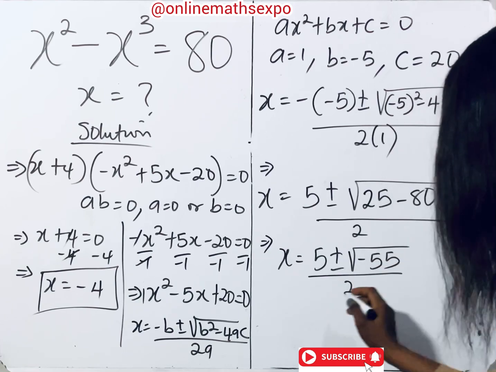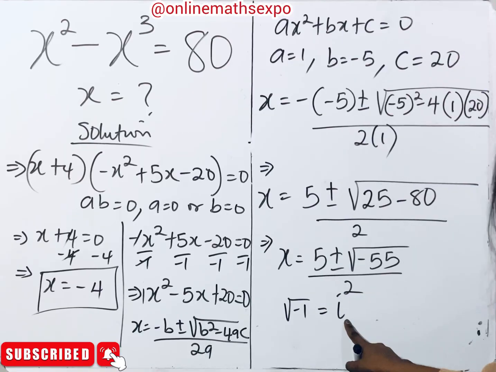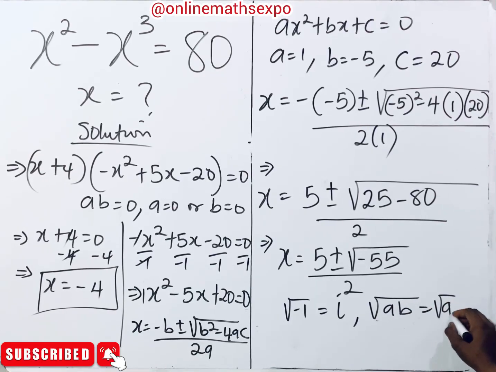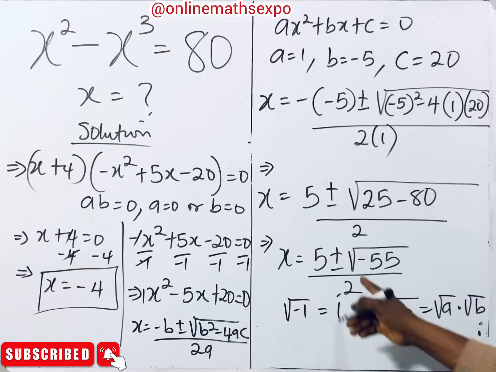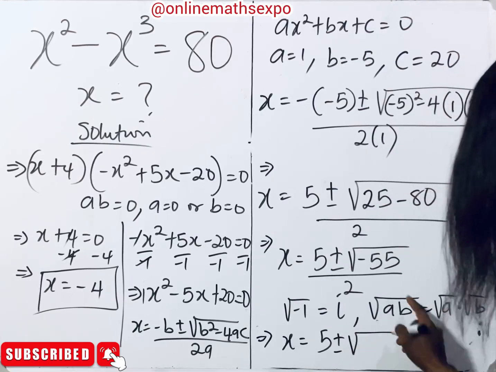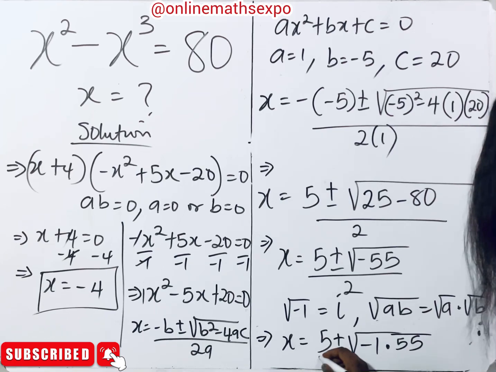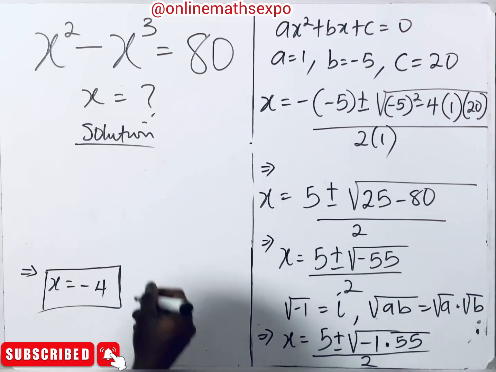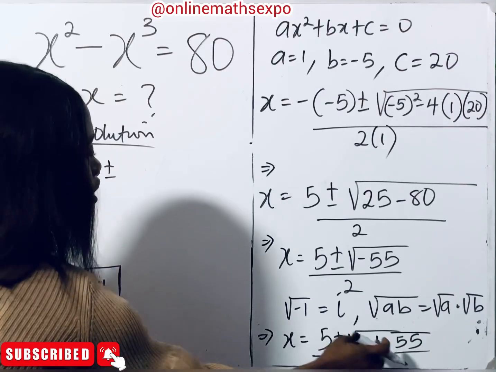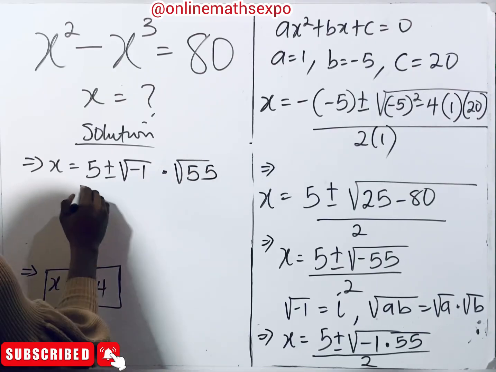So to answer this, we are going to remember that square root of negative 1 is given as i, the imaginary unit. And also remember that when you have square root of AB, it is the same as square root of A multiplied by square root of B. Now, to answer this, we are going to have x is equal to 5 plus or minus square root of, let's split this, we have negative 1 multiplied by 55, then everything is divided by 2. From here, we now have our x is equal to 5 plus or minus square root of negative 1 multiplied by square root of 55, all over 2.